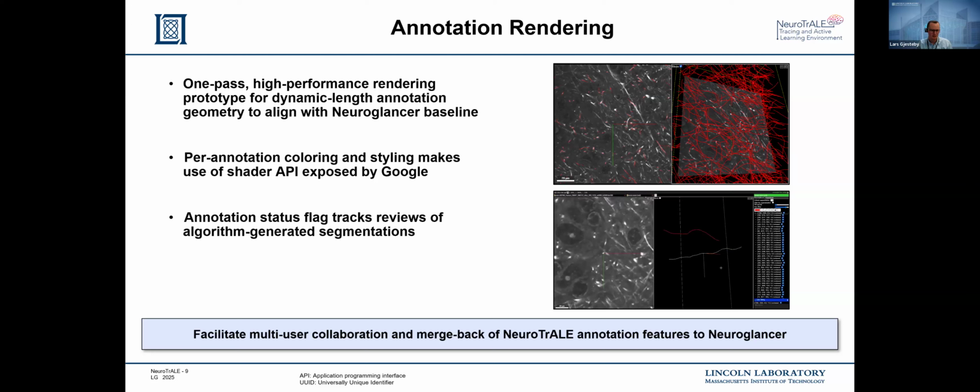NeuroTrail also has an annotation status flag, which tracks the review status of algorithm-generated segmentations and whether those are corrected or need further correction or review. So the goal has been to enable merge back of these NeuroTrail annotation features to Neuroglancer.